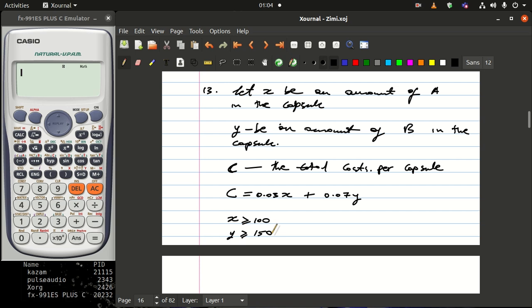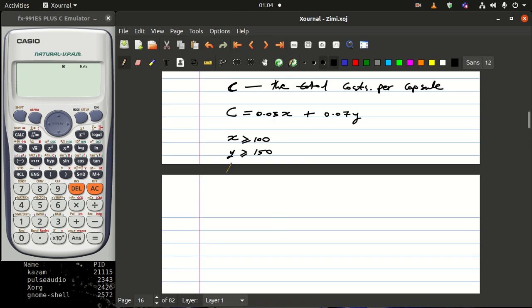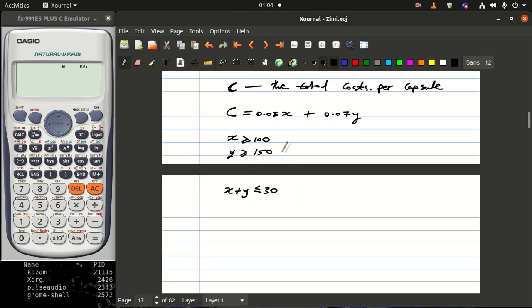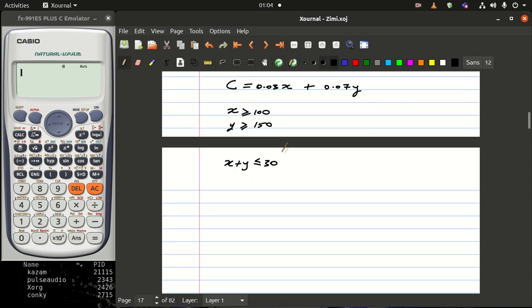Okay, and the total capsule weight must not exceed 300. So if I'm adding X plus Y, this must always be less than or equal to 300. So those are the conditions that we are having here. So how do we solve this problem, given only these constraints?